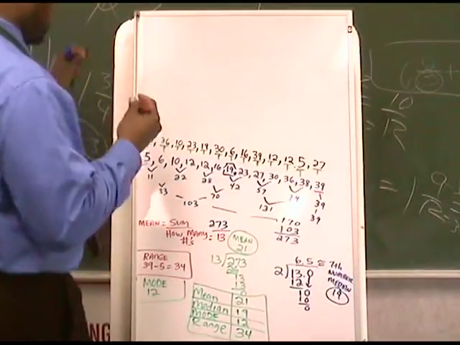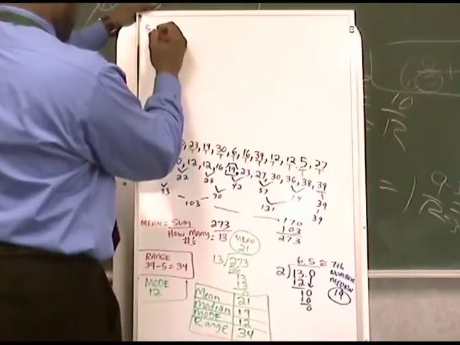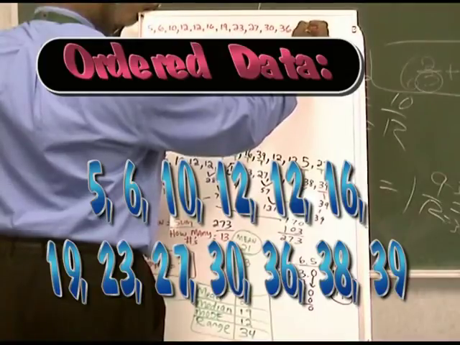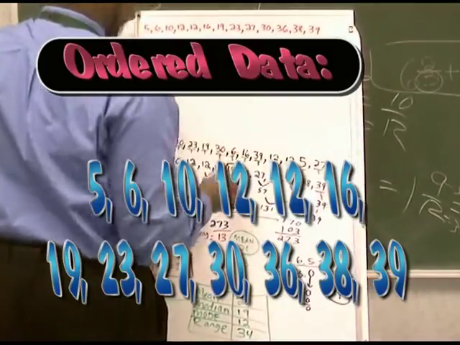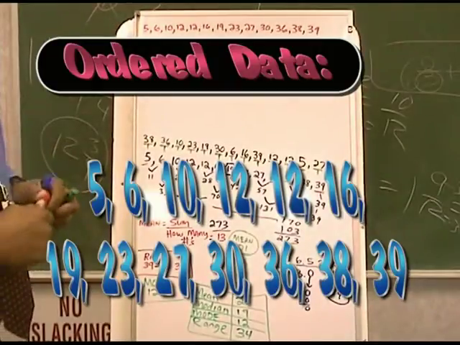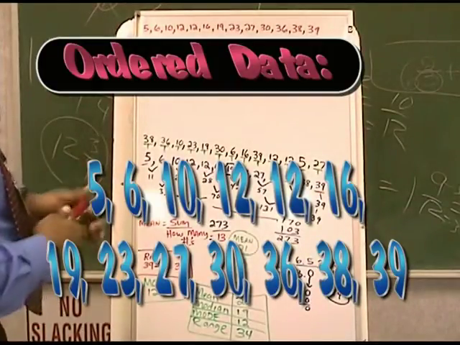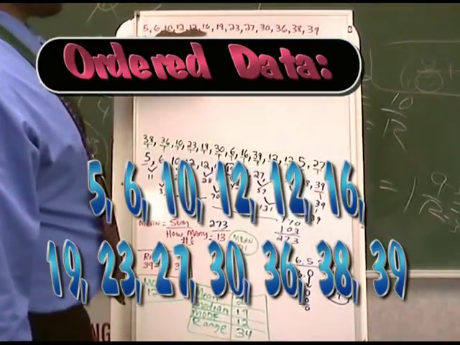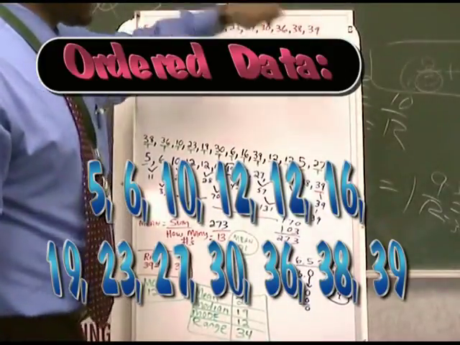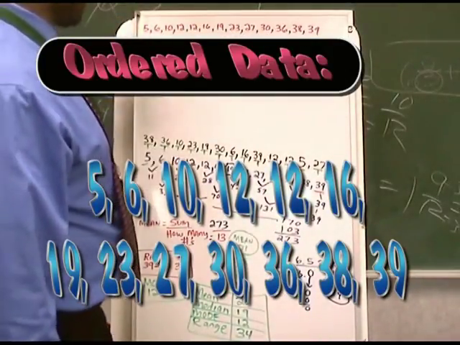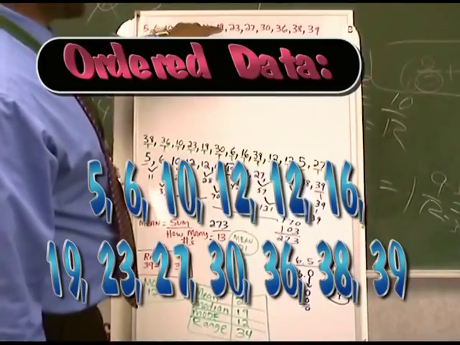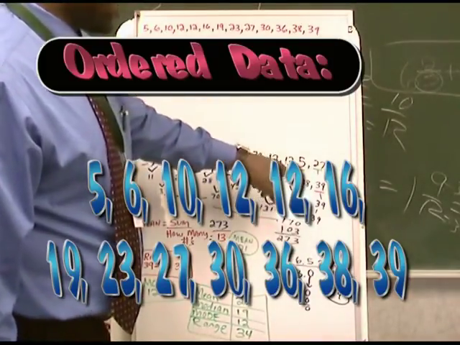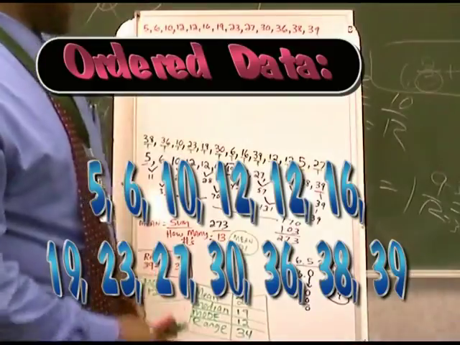So the first number is 5, and then we have 6, and then we have 38, 39. Now, I just copied that data again. I could make a mistake, right? So what I need to do is count the data. 1, 2, 3, 4, 5, 6, 7, 8, 9, 10, 11, 12, 13. 5, 6, 10, 12, 12, 16, 19, 23, 27, 30, 36, 38, 39. Now I have all of my data.